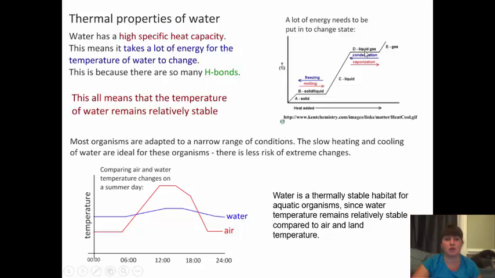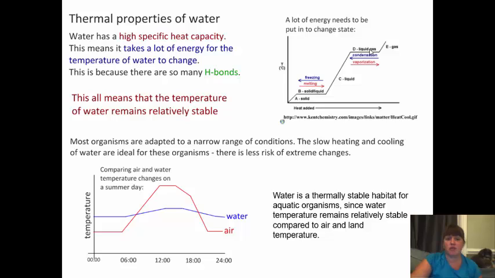This is a very large amount of energy that's needed. And this is because there are so many hydrogen bonds between water molecules. Remember, we're in that tetrahedral arrangement. But because of this high specific heat capacity, again, the more hydrogen bonds, the more restriction of the movement of the molecules, so it's harder to break the bonds.